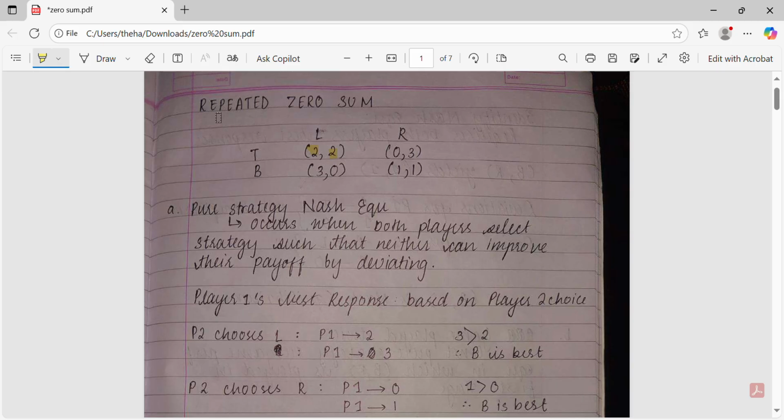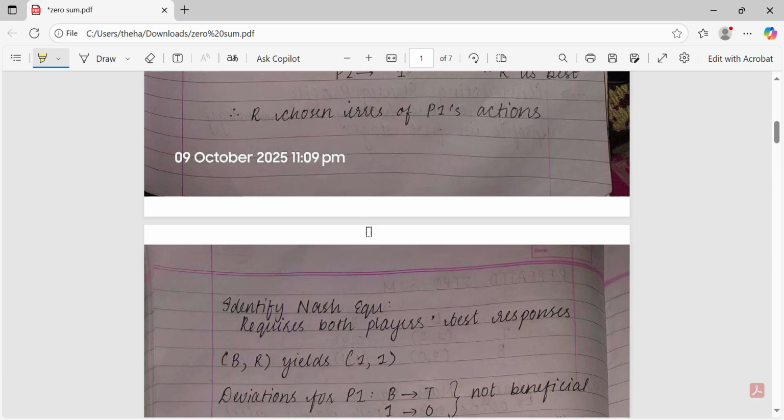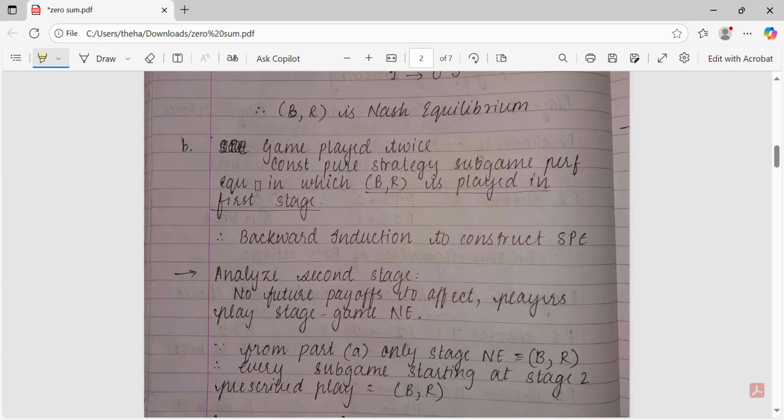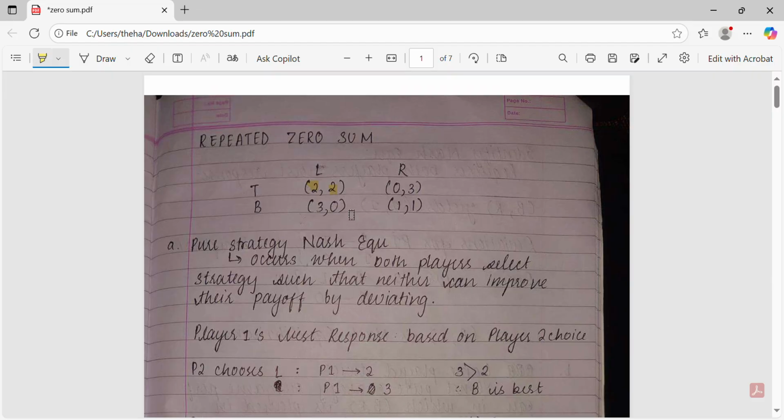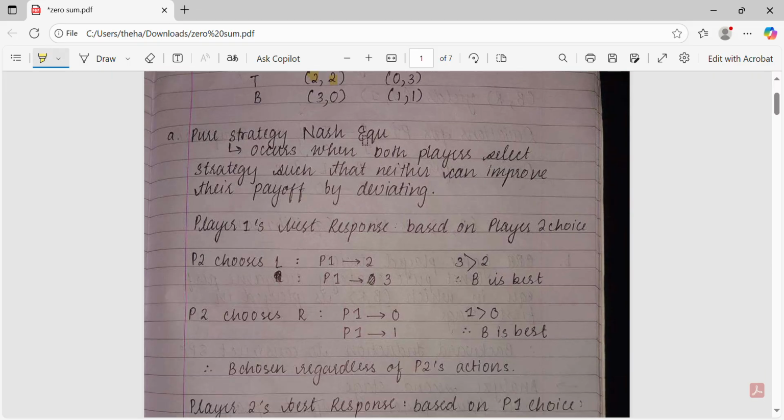In a repeated zero-sum game, what basically happens is that the game goes on for multiple rounds, and we have to find the given sub questions. The first sub question is to find the pure strategy Nash equilibrium, and the second sub question is that we have to construct a pure strategy subgame perfect equilibrium in which B comma R is played in the first stage. So coming to the first sub question, where we have to find the pure strategy Nash equilibrium.